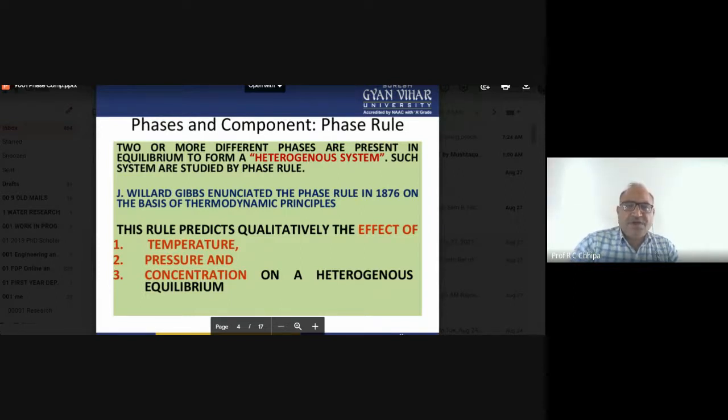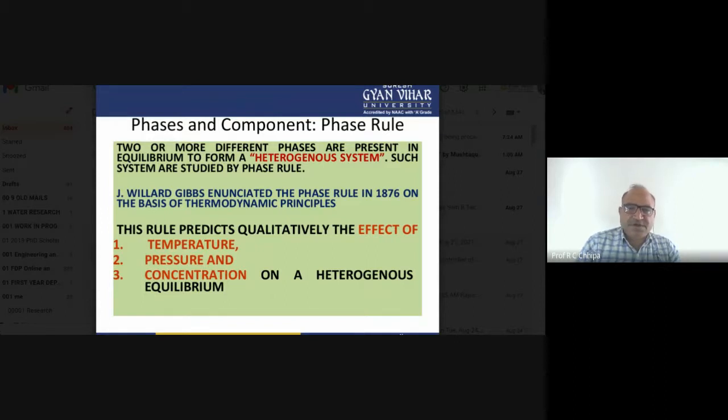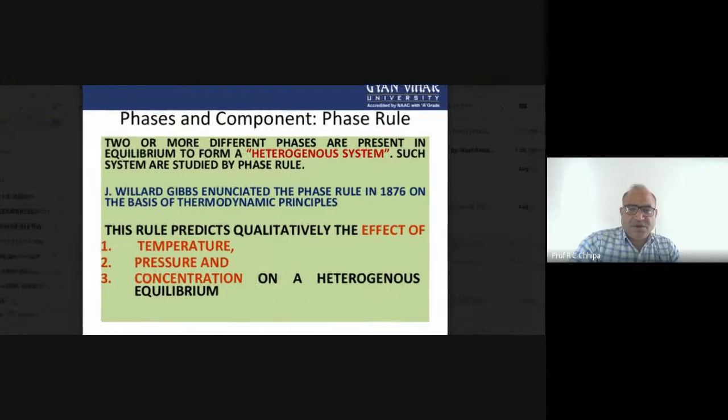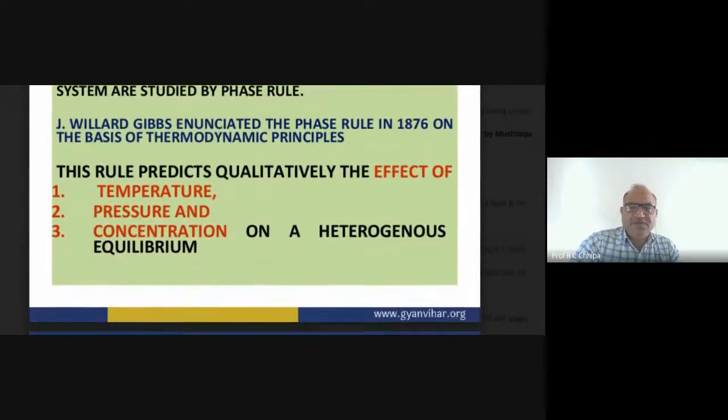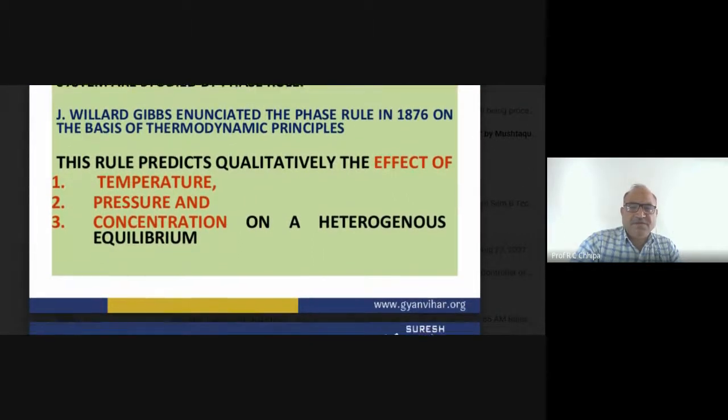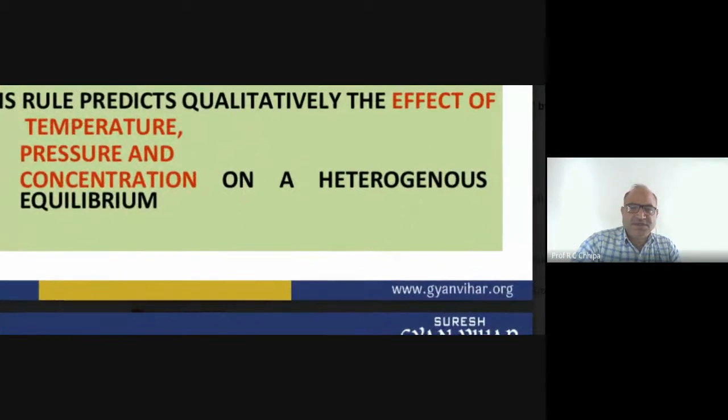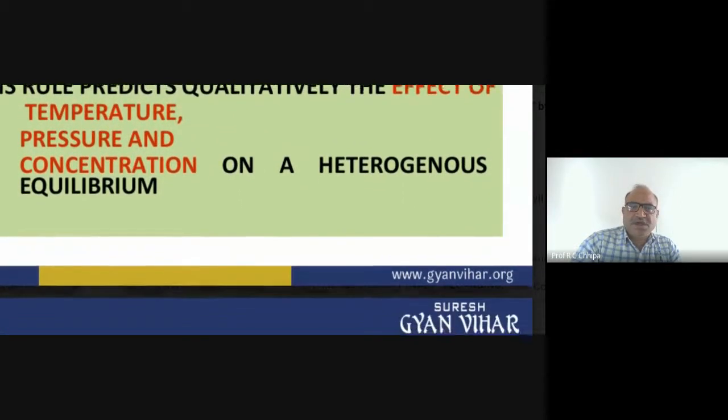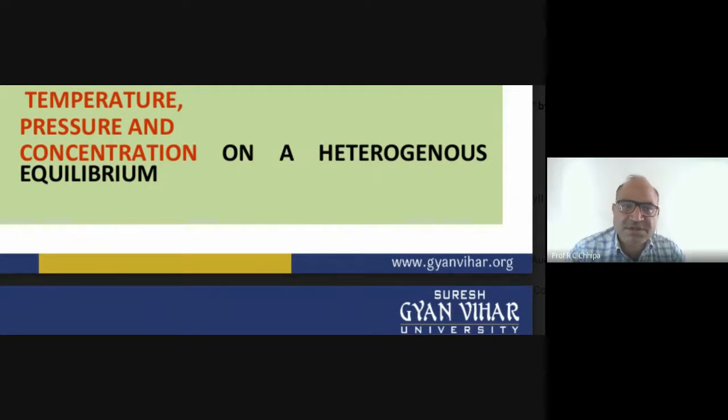So here all of you can see that J. Willard Gibbs initiated the phase rule in 1876 on the basis of thermodynamic principles. One more thing is there: the qualitative effect that can be seen with the help of temperature, pressure, and concentration. So here we can have the temperature, the pressure, and the concentration.